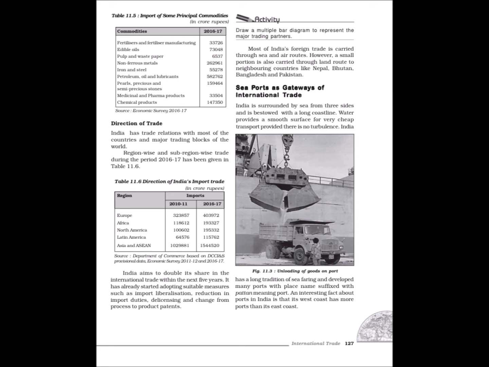The USA is India's largest trading partner and the most important destination of India's exports. Other countries in order of significance include the UK, Belgium, Germany, Japan, Switzerland, Hong Kong, the UAE, China, Singapore, and Malaysia. Most of India's foreign trade is carried through sea and air routes. However, a small portion is also carried through land routes to neighboring countries like Nepal, Bhutan, Bangladesh, and Pakistan.